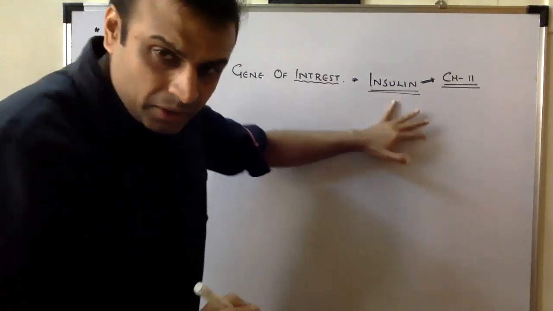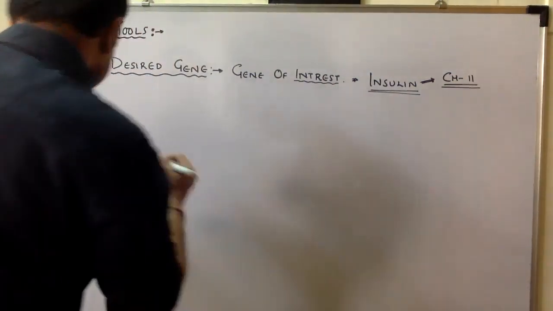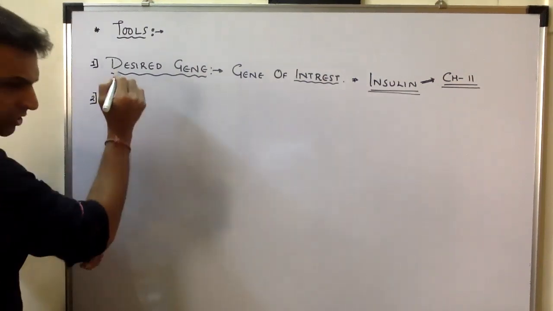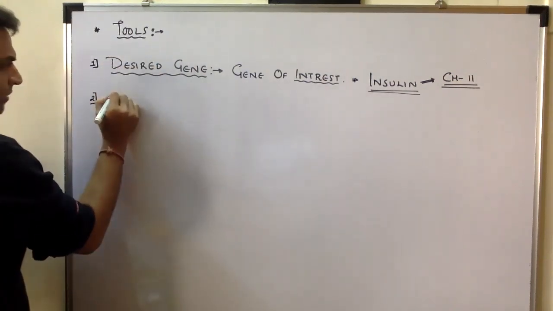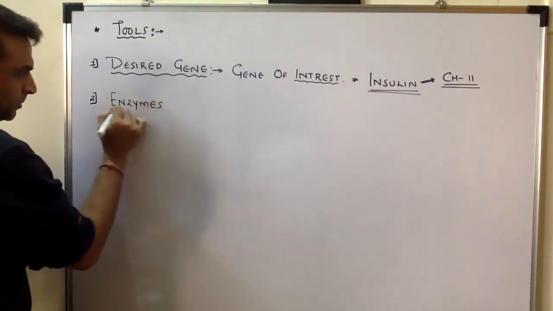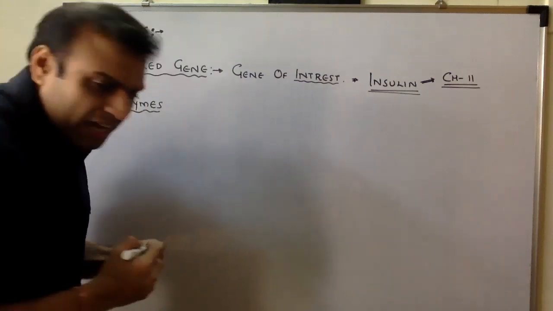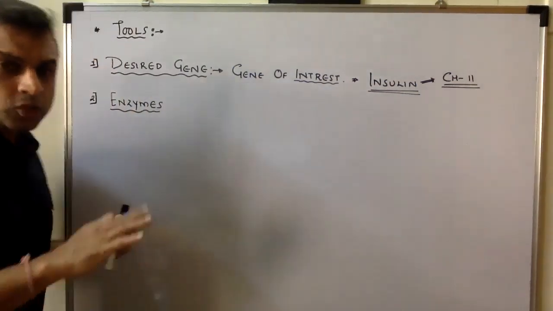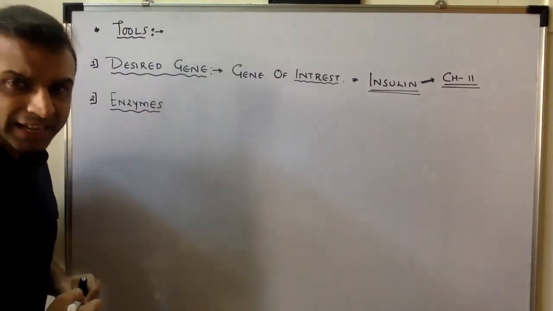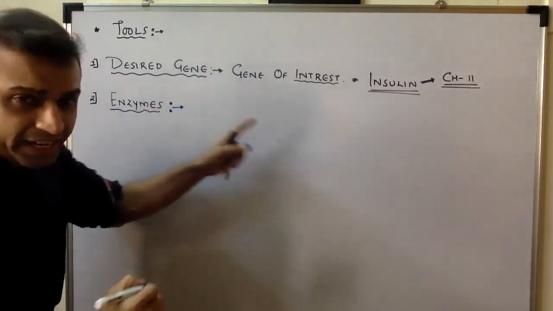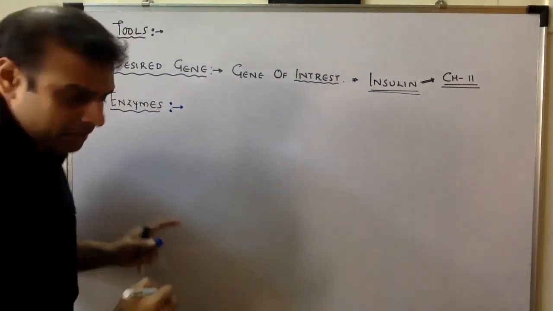Getting my point? Right. Now my second tool in genetic engineering is very, very important, and we call them enzymes. Please remember, without enzymes, genetic engineering is impossible. So my second tool is nothing but enzymes. Now when I say enzymes, I have various different categories of enzymes.